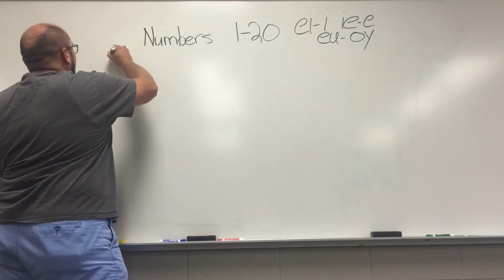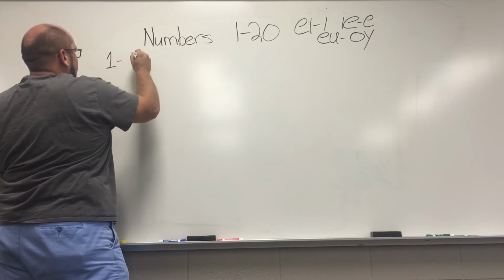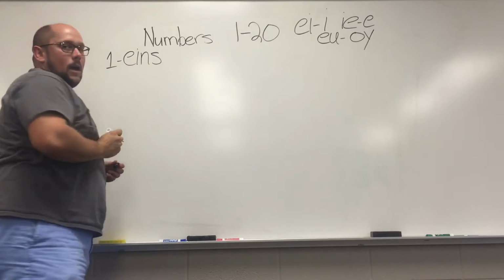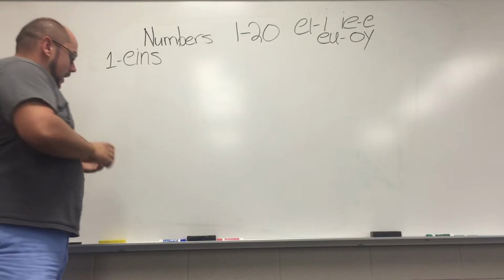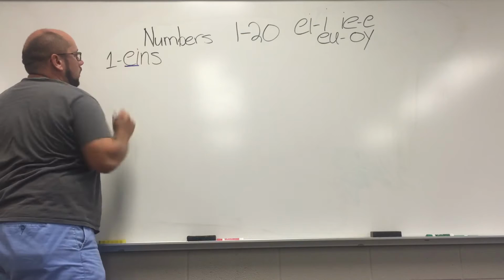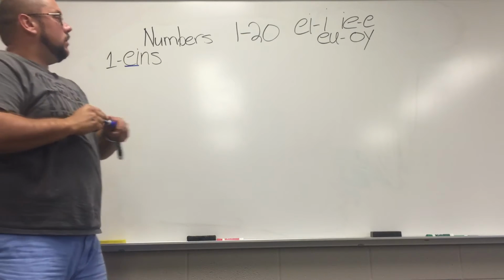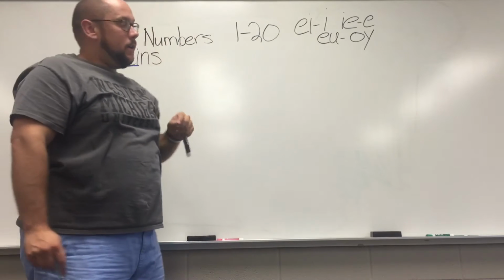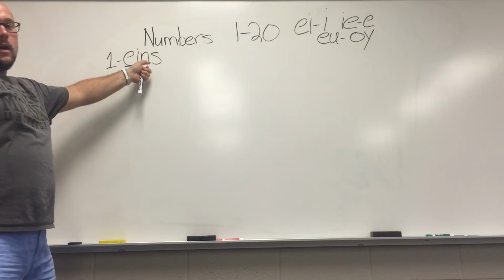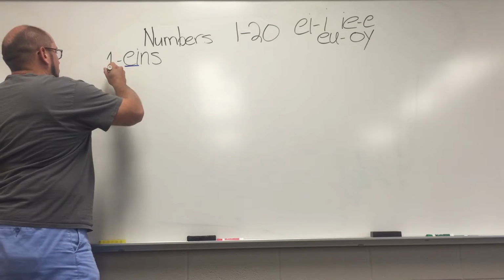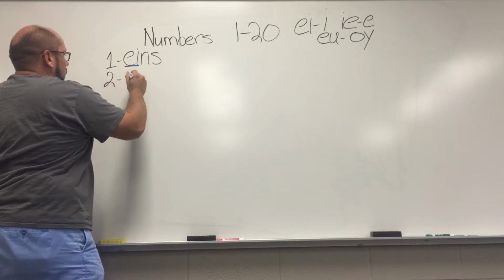Okay, number 1. Eins. Eins. What we see is that EI sound, and like I said, the sound that we get is an I. That gives us eins.